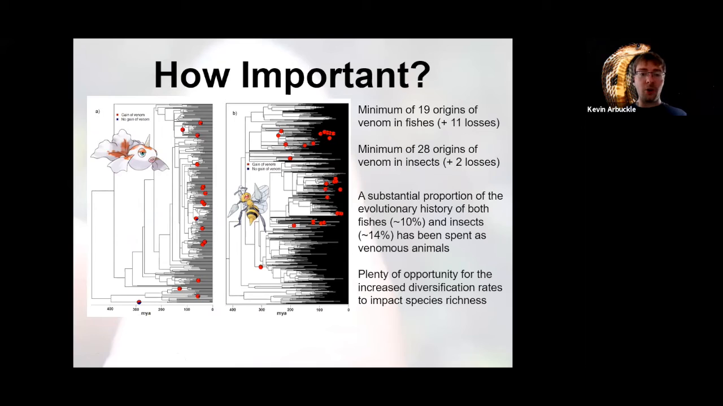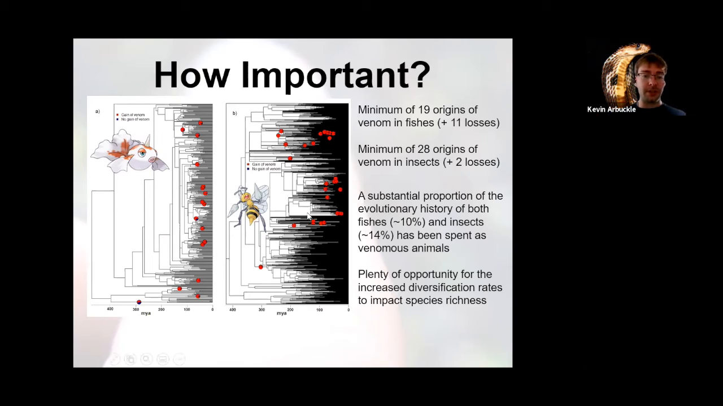And if you take all the total evolutionary times, you add up all these branch lengths, which represent time, it turns out that venom has been present for about 10% of the total evolutionary history of fishes and about 14% that of insects. So it's really quite a large proportion of their time has been spent in this state, which doubles their diversification rate. So there's plenty of opportunity for this to happen.